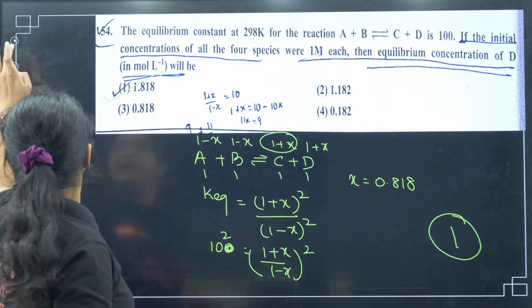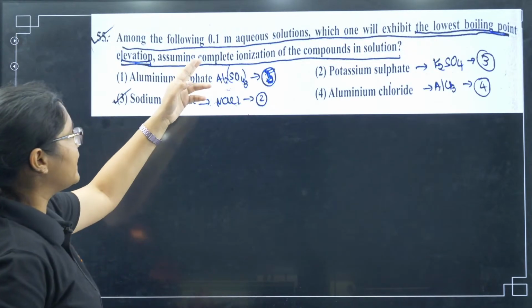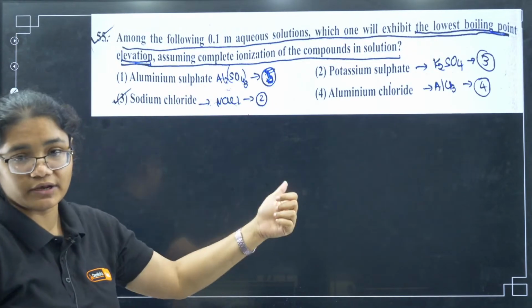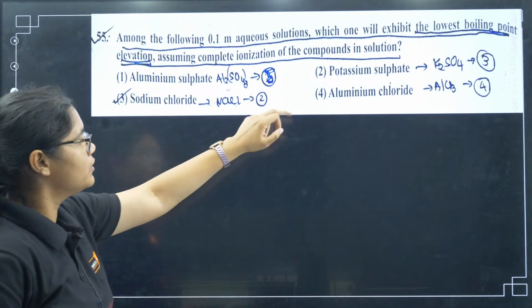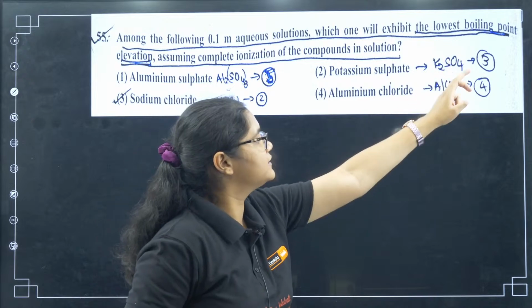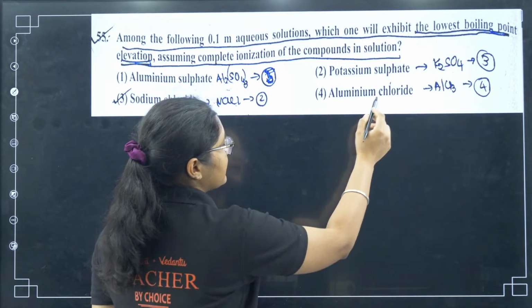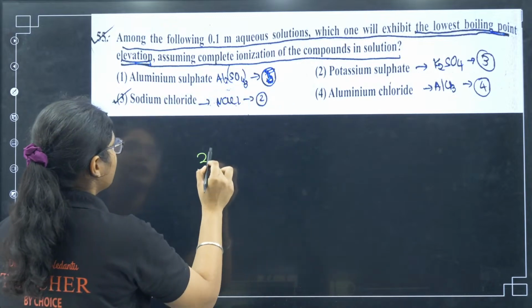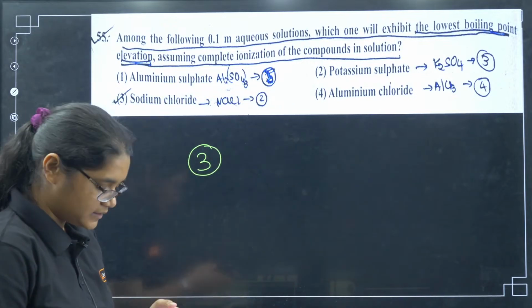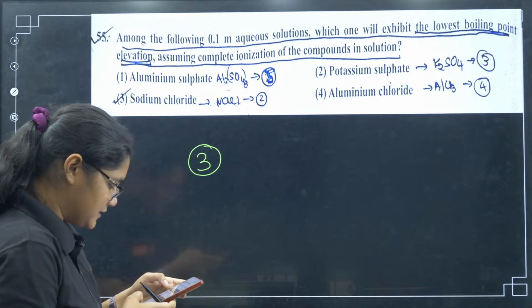Okay. Next, among the following, which will have the lowest boiling point? So the i value here for aluminum sulfate is 5, here it is 2, here potassium sulfate, K2SO4, the i value is 3, here it is 4. So we have only option number 3 as the correct answer, because the i value is less here.